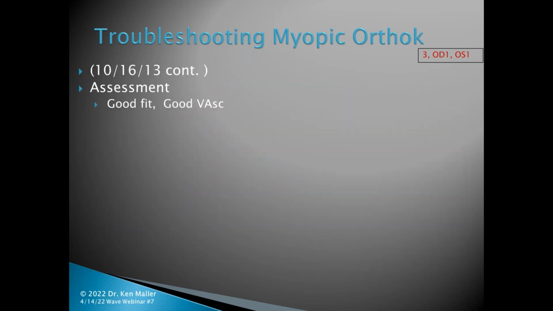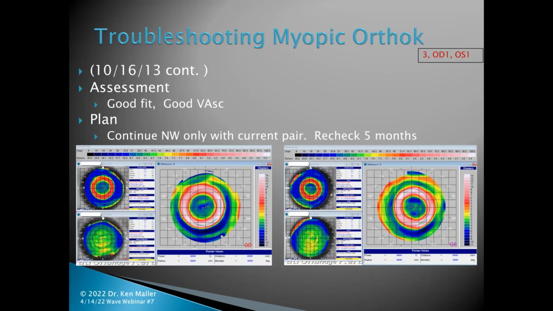My assessment was good fit, good uncorrected acuity, continue nightwear only with the current pair, recheck 5 months later. These were the difference maps from that day, from the right eye on the left side and the left eye on the right side there. And you can see everything looks very nicely positioned, nicely centered, nicely treated, a good reverse curve.